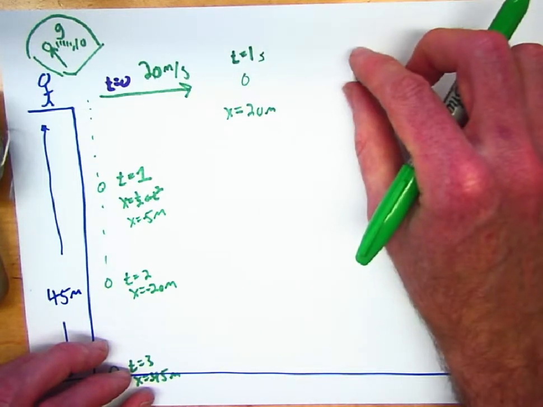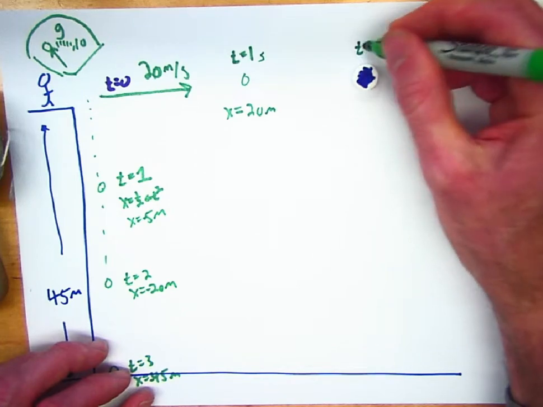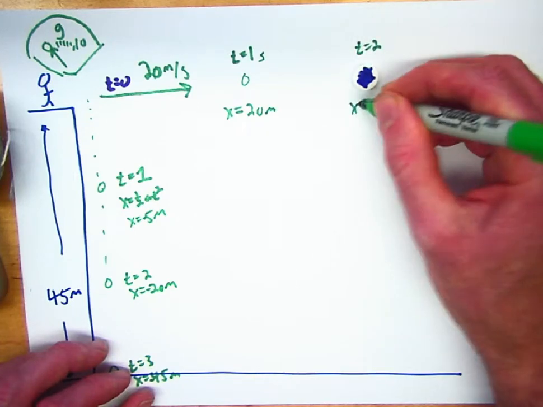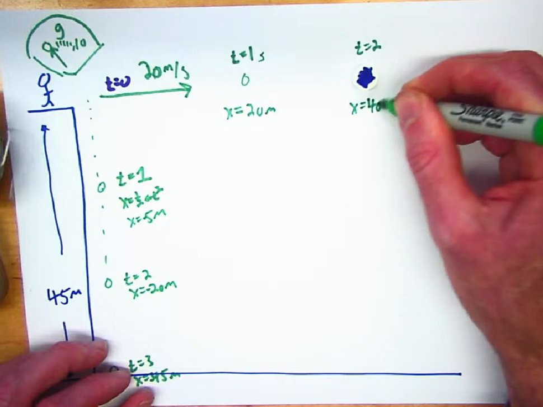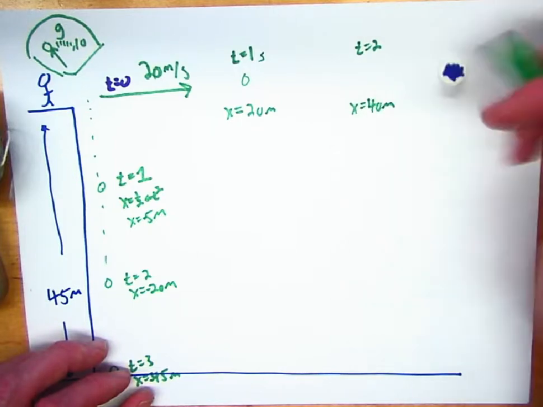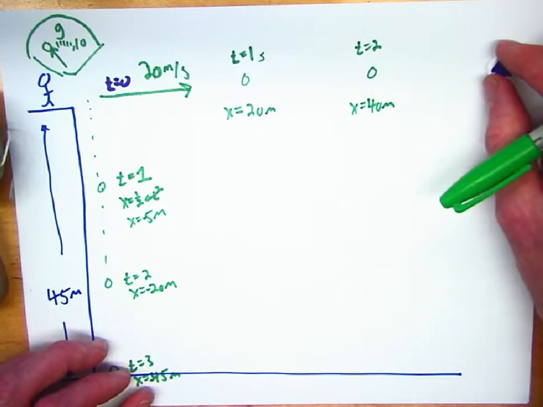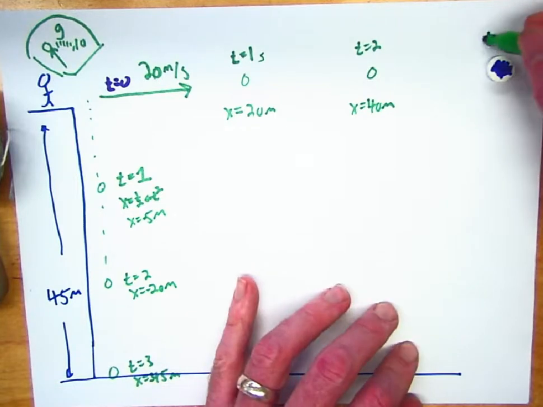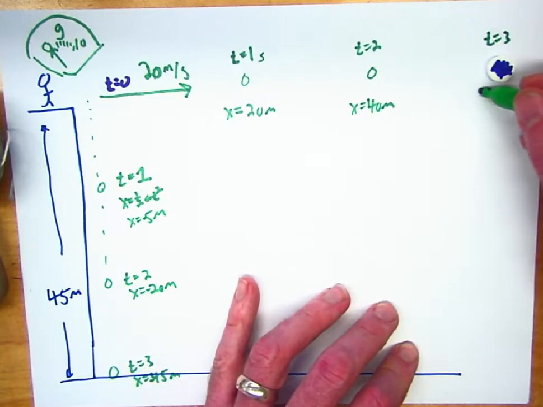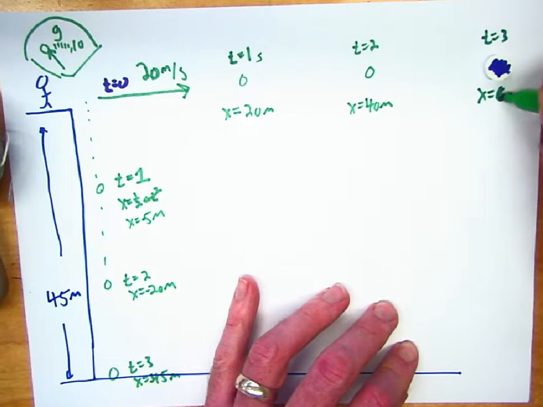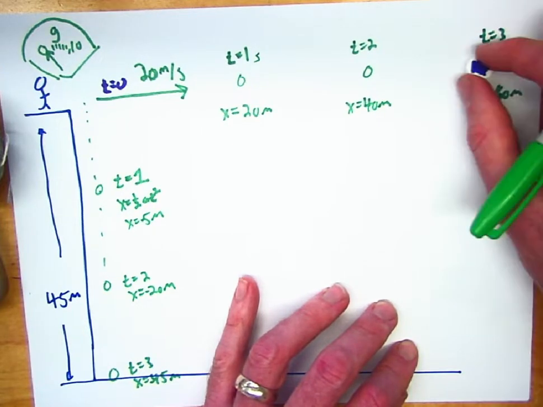Keep track of the Altoid as it goes over here. So here is t equals 2 seconds, and its position is going to be now 40 meters. And there's the Altoid. And then keep track of it over here at t equals 3 seconds, and the position is going to be now 60 meters. And then there's the Altoid.